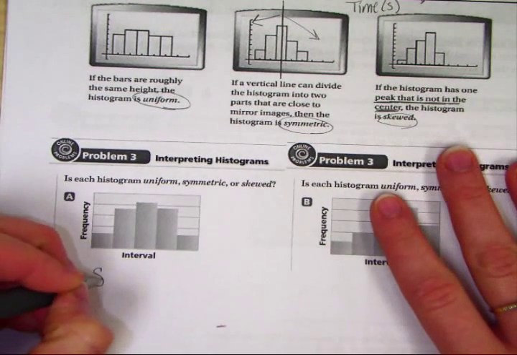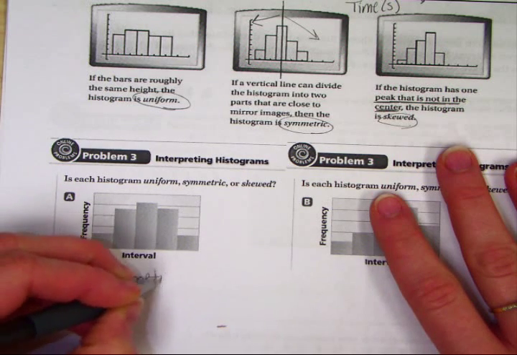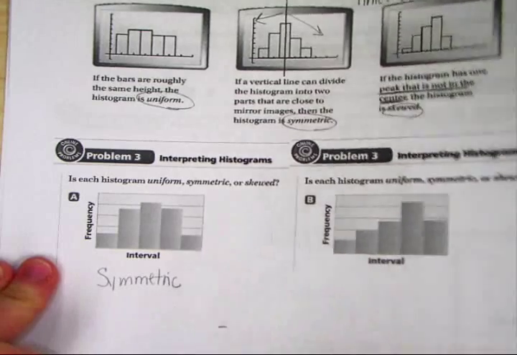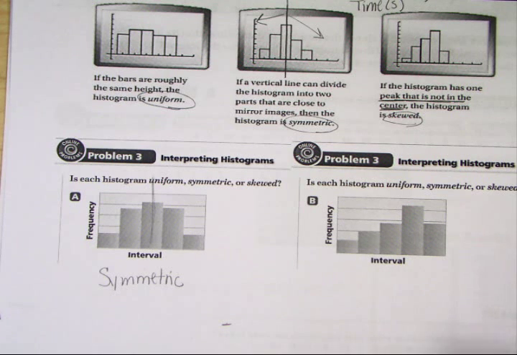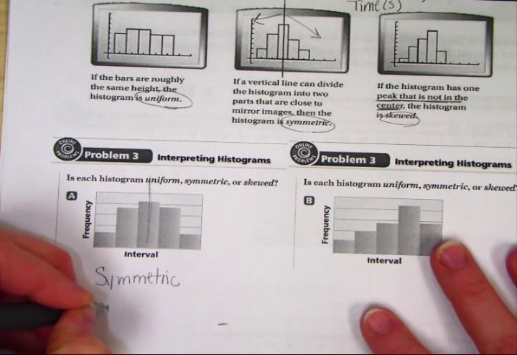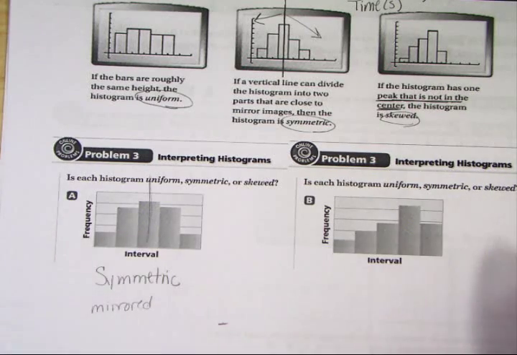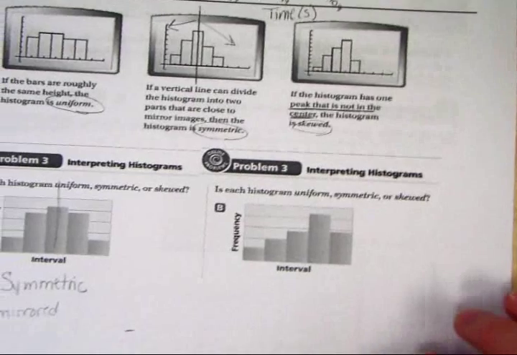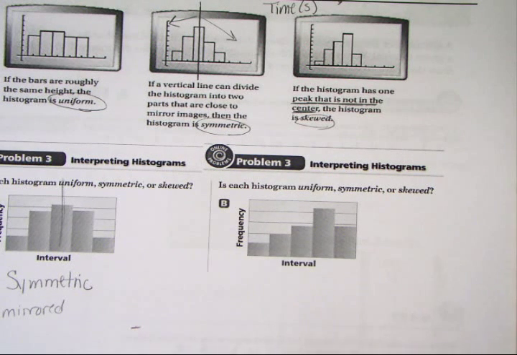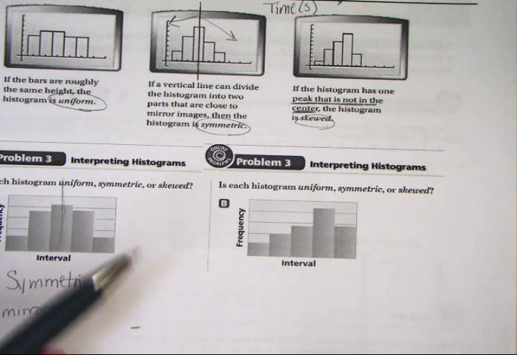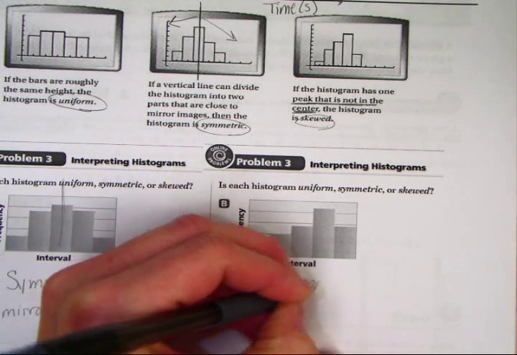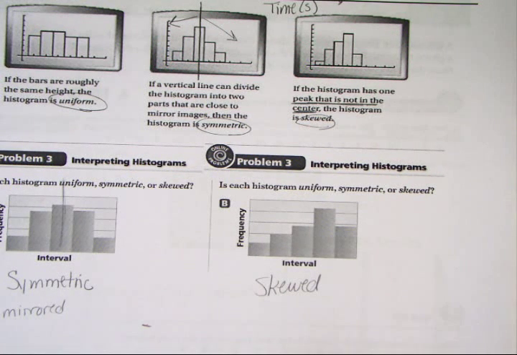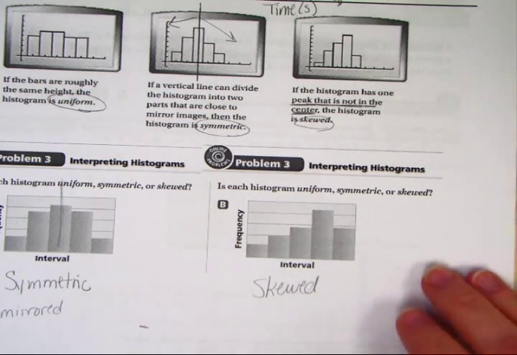Hopefully you wrote down that it is symmetric. And the reason it's symmetric is because I could put a vertical line and you can see that it almost splits it in half. Okay, mirror images. Let's look at problem 3B. What do you think about this particular graph? They're not uniform because they don't go straight across, and they're also not symmetric because I can't draw a vertical line and separate it. This would be what we call skewed. And it's actually skewed to the right. That's because the peak is not in the middle.